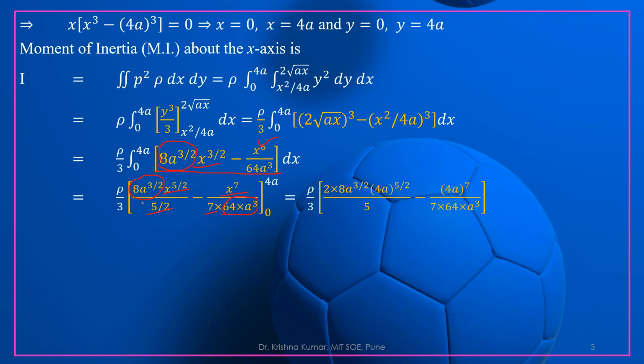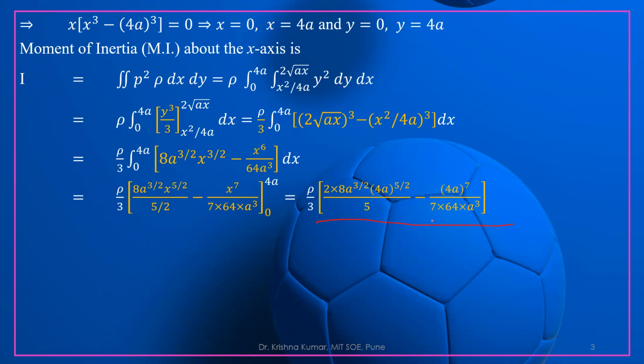Again, 8, 2. We have taken this 2 by 5 by 2 will become 2 by 5. So this is 2, 8, a to the power 3 by 2. What is the upper limit? It is 4a. So 4a to the power 5 by 2 minus, if you put the second part, 4a to the power 7 divided by 7 into 64 into a cube. And if you put the lower limit, now since x is present, so lower limit will be 0. So this is the next part.